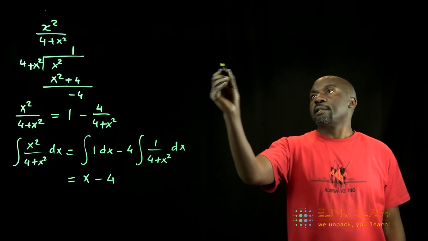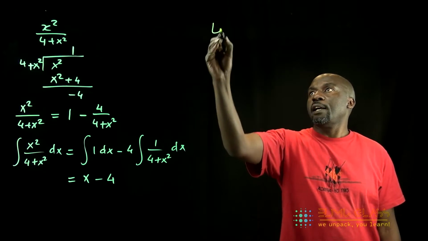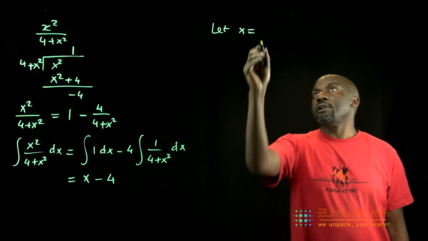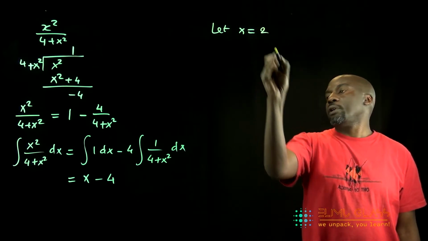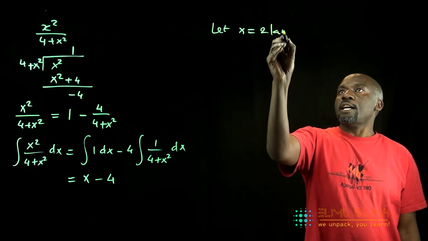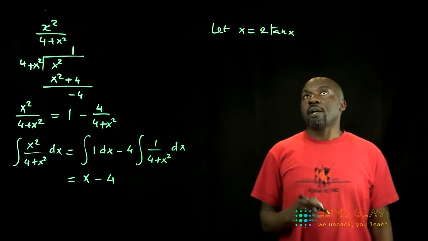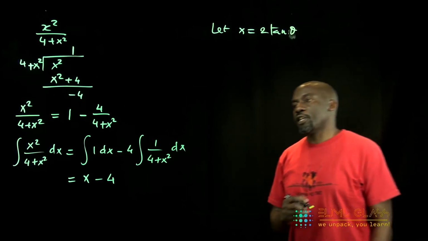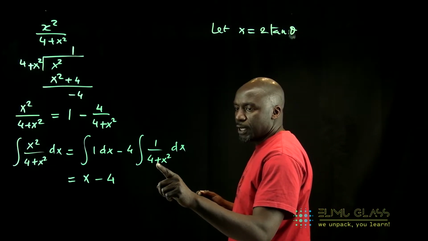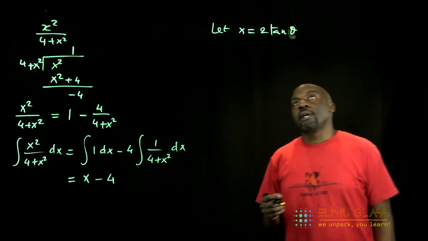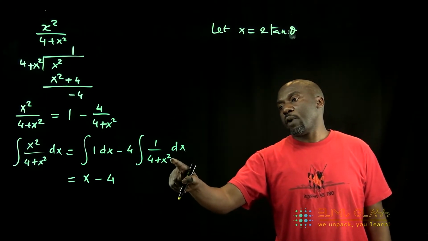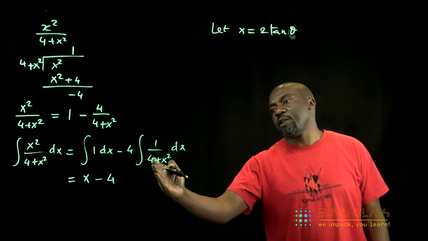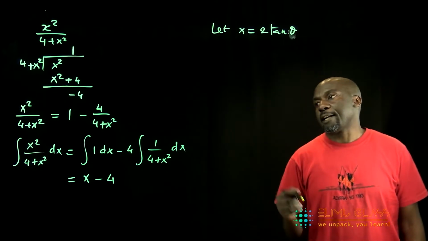So let x be, because that is 4 there, I'm going to say 2 tan theta. And why am I using tangent? Because I know I'm going to have 1 plus tan squared here. I've put 2 here so that when I square, I'm going to have 4, and then I can factorize that 4 out, and I will remain with 1 plus tan squared of theta, like this.